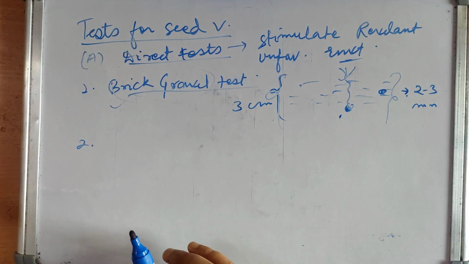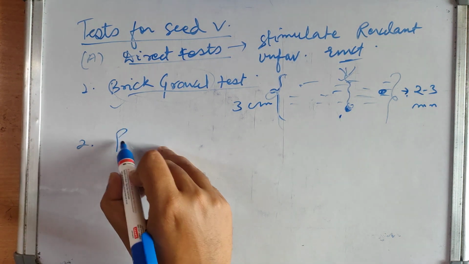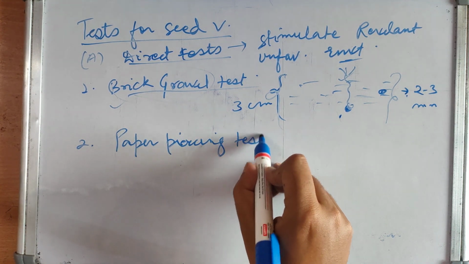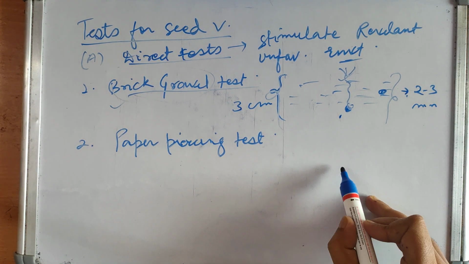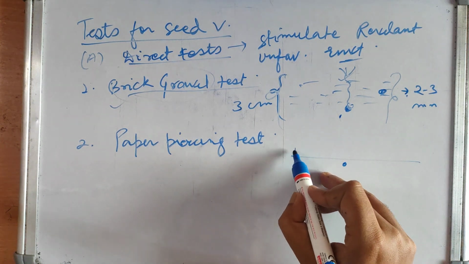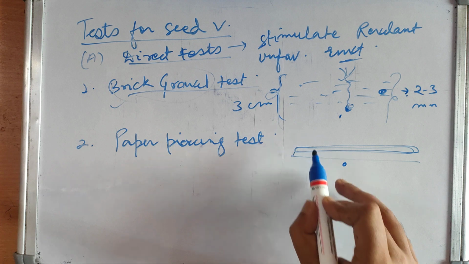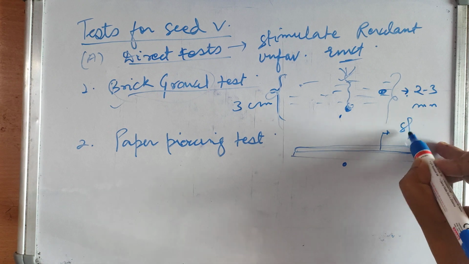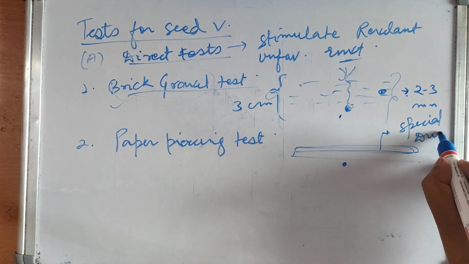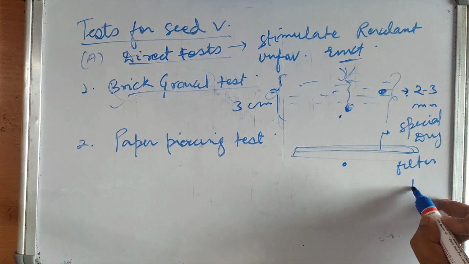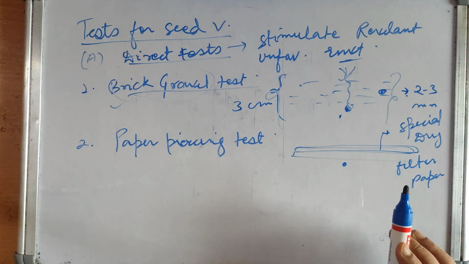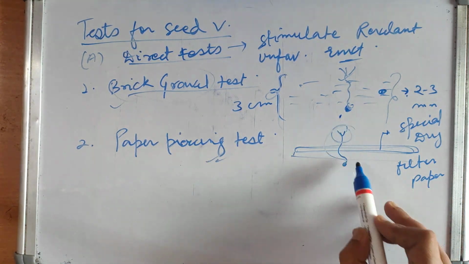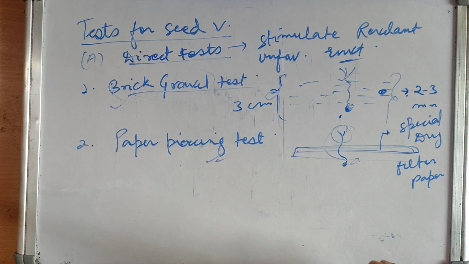Now second one is the paper piercing test. Suppose we have planted a seed, we will cover the seed with a special dry filter paper. If the seed is able to pierce it and grow, then the seed is vigorous. And if the seed is not able to pierce it, then the seed is unhealthy, not healthy.